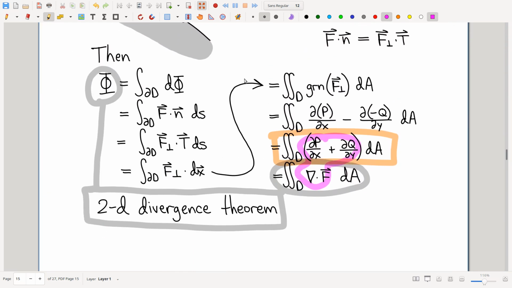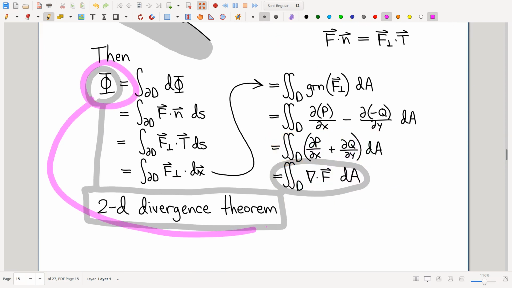Okay. So altogether we have computed boundary flux. And we've got this as our result. So if you have a vector field, you want to compute the outward-oriented boundary flux through the boundary of that two-dimensional region, here you go. Here's a double integral over the region itself, and your integrand is divergence. So this is sometimes called the two-dimensional divergence theorem, which is what I've written here.